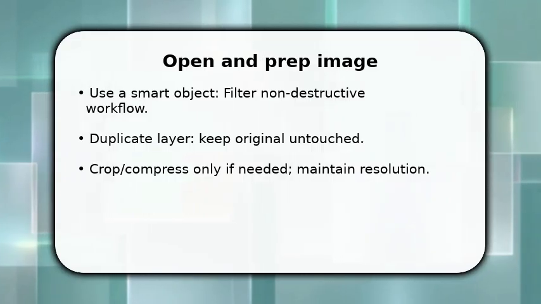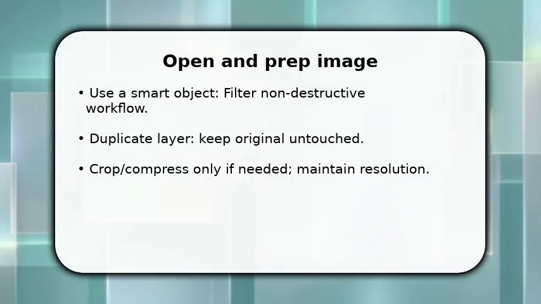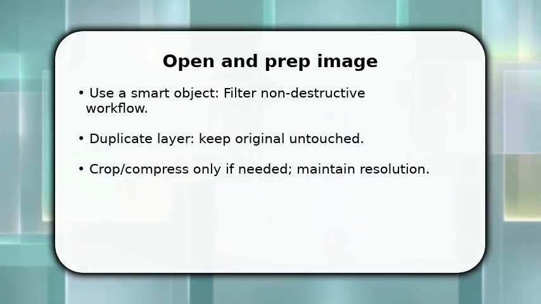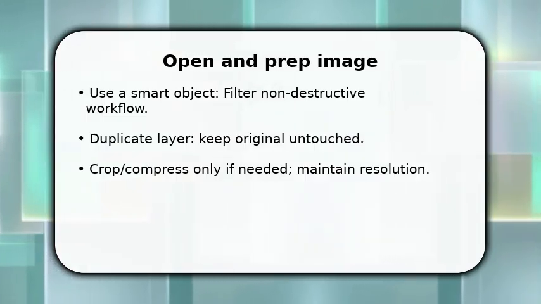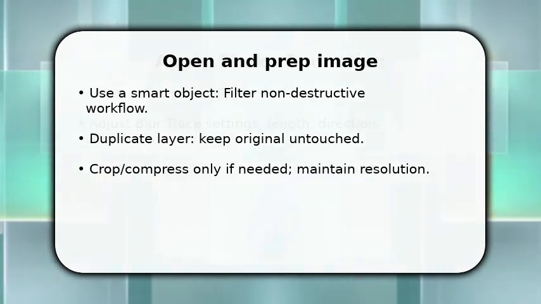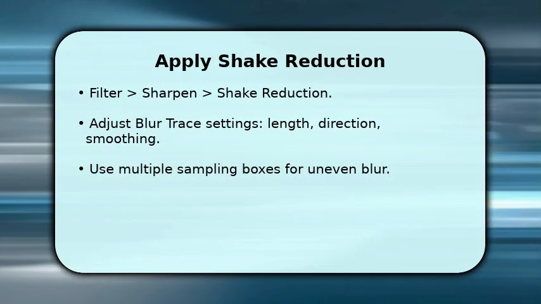Make sure to remove any heavy noise with a light denoise pass first. The Shake Reduction filter performs best on cleaner data, and that prepares you for precise correction. You go to Filter, Sharpen, Shake Reduction and let Photoshop analyze the blur trace automatically.